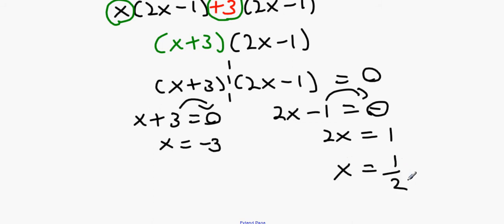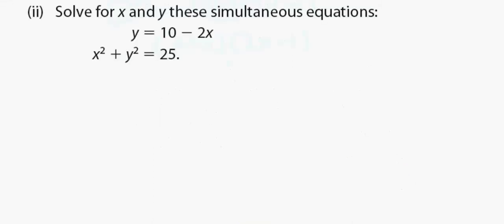Now part 2, solve the two simultaneous equations. So we know that y equals 10 minus 2x. So all we have to do is replace y with 10 minus 2x into the second equation. So this is going to be equation A and equation B. So always replace: equation A is the linear.